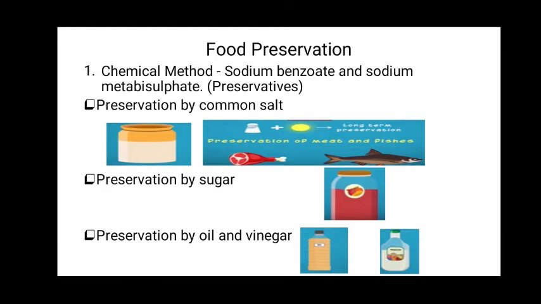Another way is by adding oil and vinegar. This is also an age-old traditional way. Using oil and vinegar prevents the spoilage of pickle because bacteria cannot live in that acidic environment. Vegetables, fruits, fish and meat are also preserved by this method.